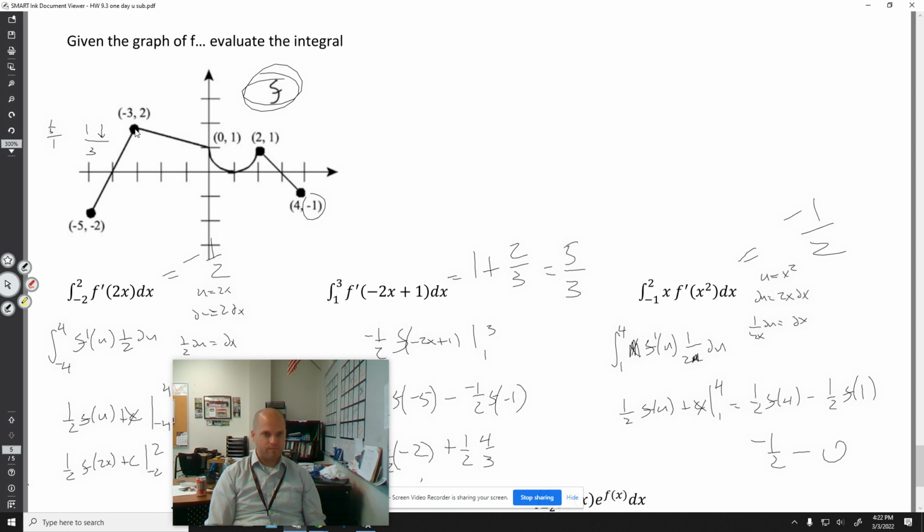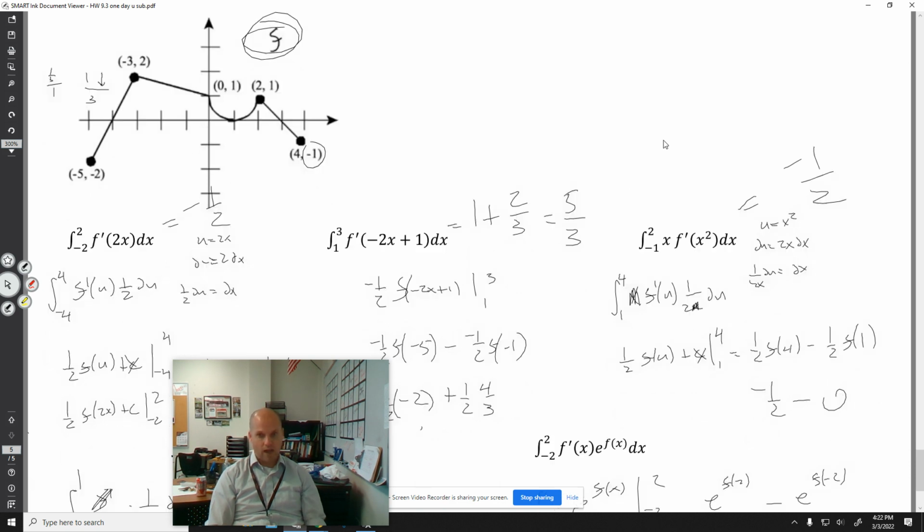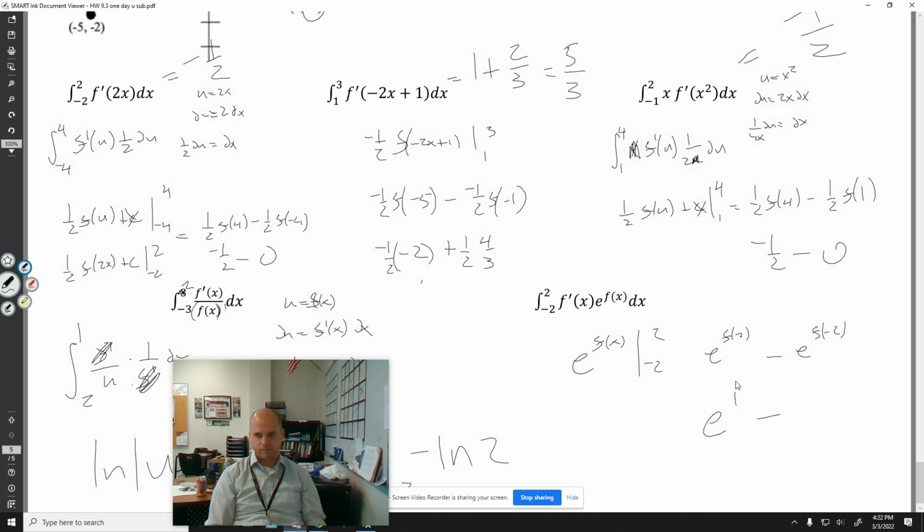Negative 1, negative 2. Down a third over 1. So that's 1 2/3. So if this is 6/3, this would be 5/3, 4/3, 3/3. So 5/3.